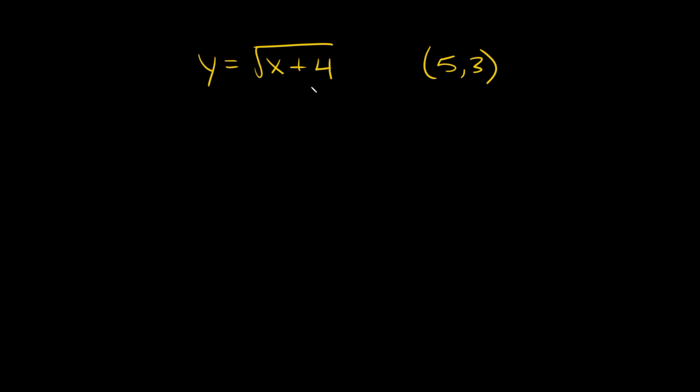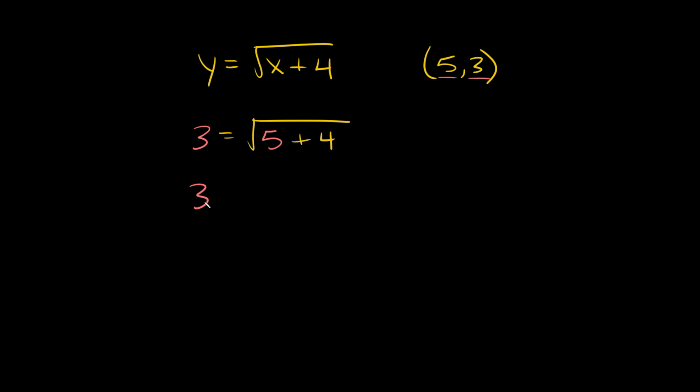All right, here's the next equation that we're given. y is equal to the square root of x plus 4. And this time we want to check if this point, (5, 3), lies on this equation. So again, all we have to do is plug in our x and y into the equation. All right, so here the y is 3. So we're going to say that 3 is equal to the square root of x. x here is 5. So we get 5 plus 4.